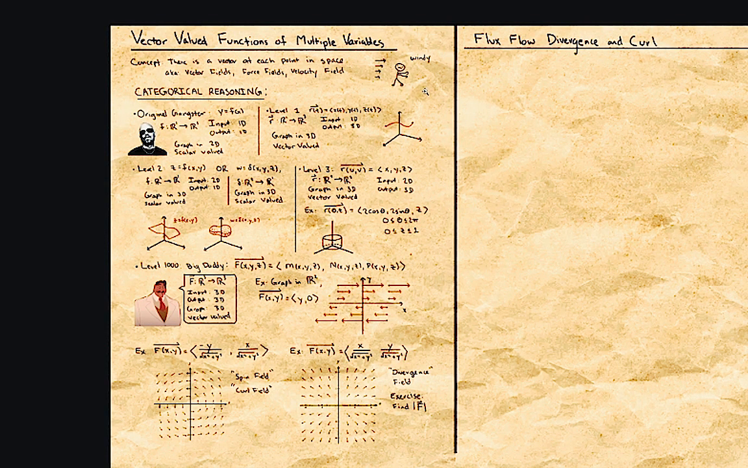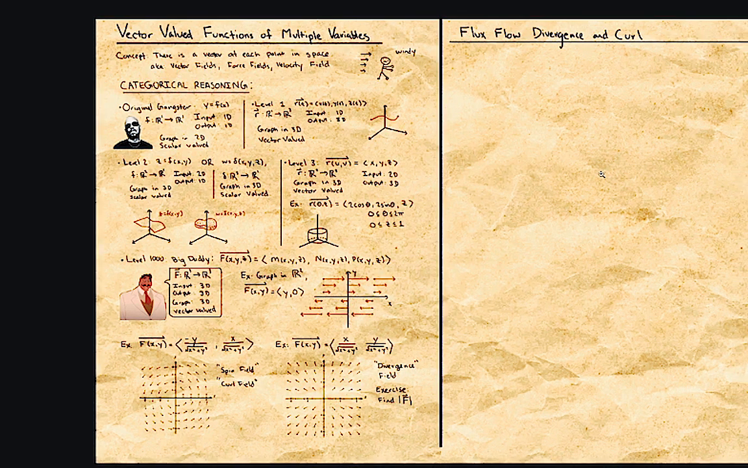Hopefully you feel more comfortable with the idea of vector-valued functions of multiple variables. It's just a model for a situation like wind, where for each point in space, there is a force. The goal here is to understand how we can do calculus with these objects. The way that we understand how a vector field is changing is with these concepts: flux, flow, divergence, and curl.